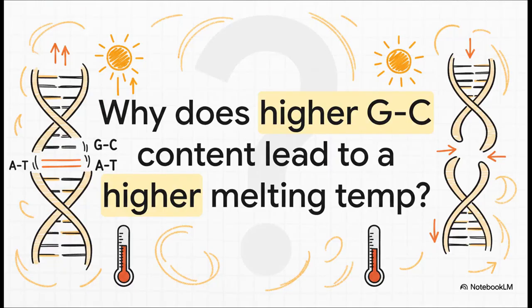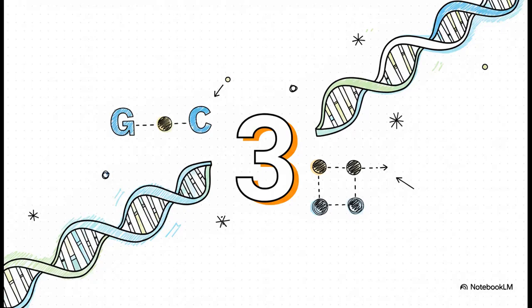And this brings us to a classic exam question. Seriously, expect to see something like this. It's all about connecting the structure to its properties. Why does having more G's and C's in a DNA molecule make it more stable and harder to melt? Well, here's the entire answer on one slide.